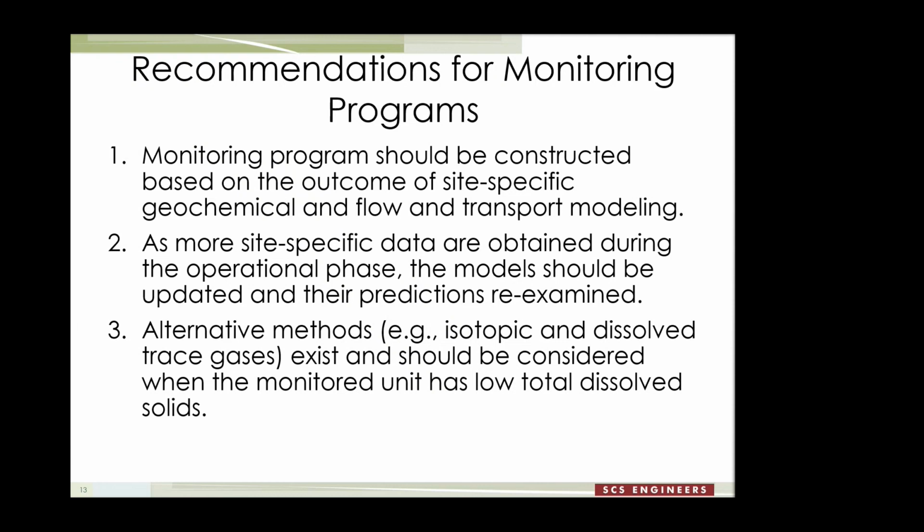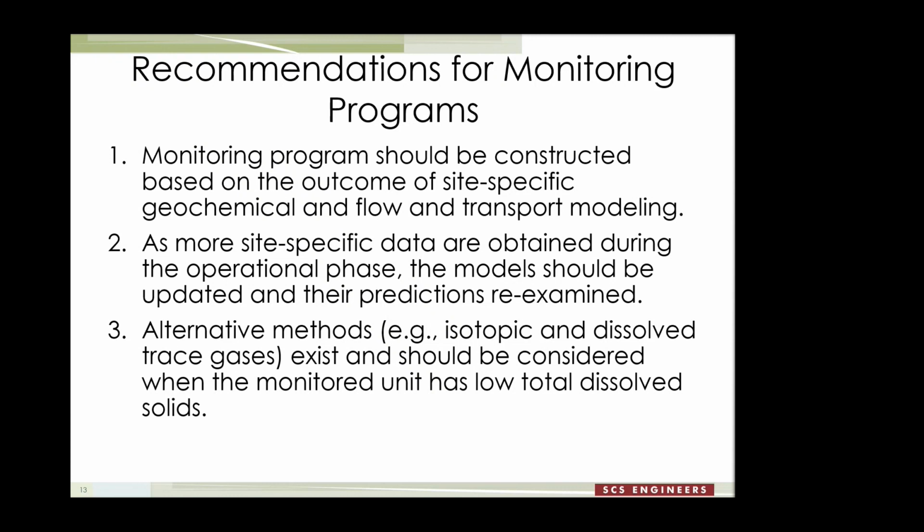First and foremost, a monitoring program should be constructed based on the outcome of site-specific geochemical and flow and transport modeling. Your modeling results will give you an idea of how the intrusion of carbon dioxide and saline waters from the injection zone might affect your groundwater quality in your monitored unit and over what time scales, as well as how you should optimally design your monitoring well network in terms of your well construction details, your well spacing, how close to your injection well to put your monitoring wells, etc.